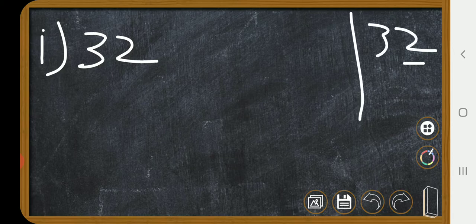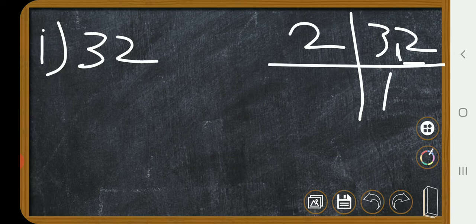The unit number is 2, so it is divisible by 2. 2 1s are 2. Here 1 remains, 3 minus 2 is 1. How am I going to do this? See, for your understanding, I'll show it for you.